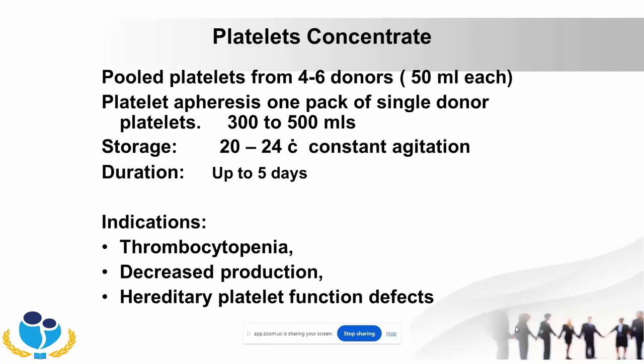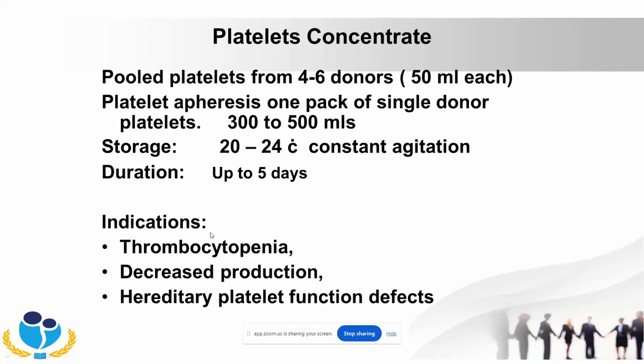Platelet concentrates. Platelets can be harvested in 2 ways. One is pooled platelets from different donors, and the other is platelet apheresis, from one donor using an apheresis machine. This one is better because we are not exposing the patient to various platelet antigens coming from different donors. The storage temperature for platelets is room temperature, 22 to 24 degrees, and they can be stored up to 5 days. This is in line with the half-life of platelets.